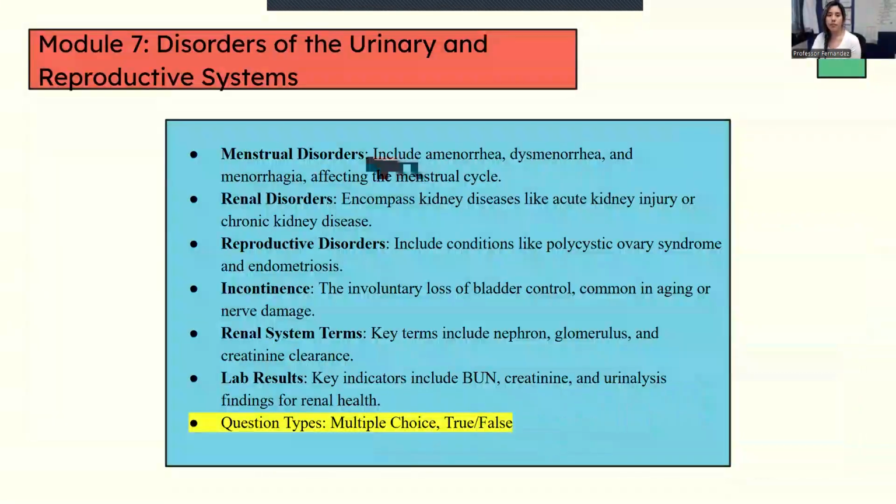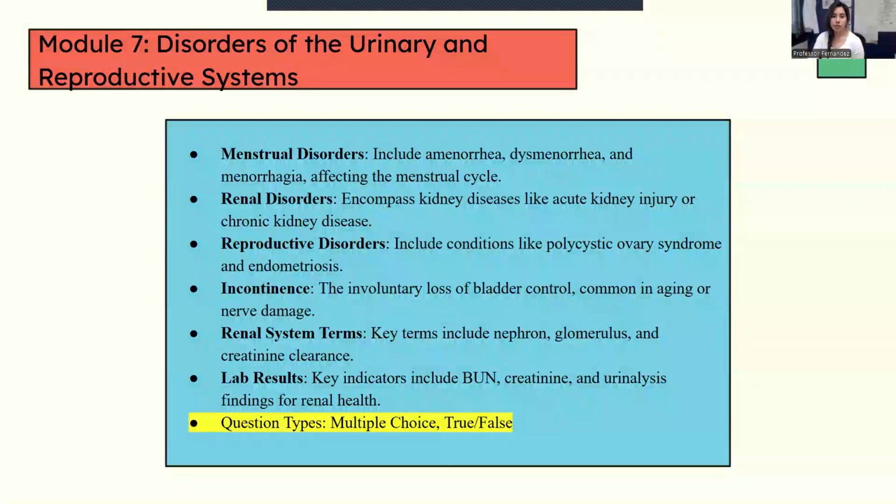And then we have module 7. This would be disorders of the urinary and reproductive system. So we have menstrual problems, and we have keywords here that you need to know. Amenorrhea, this means missed periods, okay? Dysmenorrhea would be painful periods. And menorrhea, this would be heavy periods, okay? So make sure you know all of those.